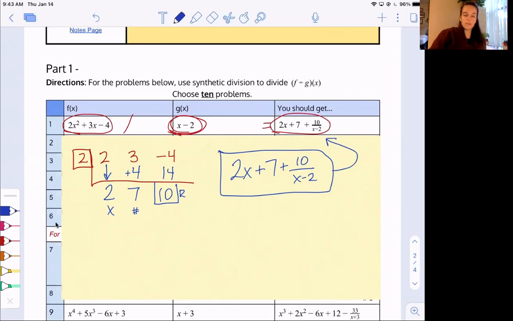So numbers 1 through 6 should be fairly standard. And then number 7 would be the first one where you have to use a placeholder.